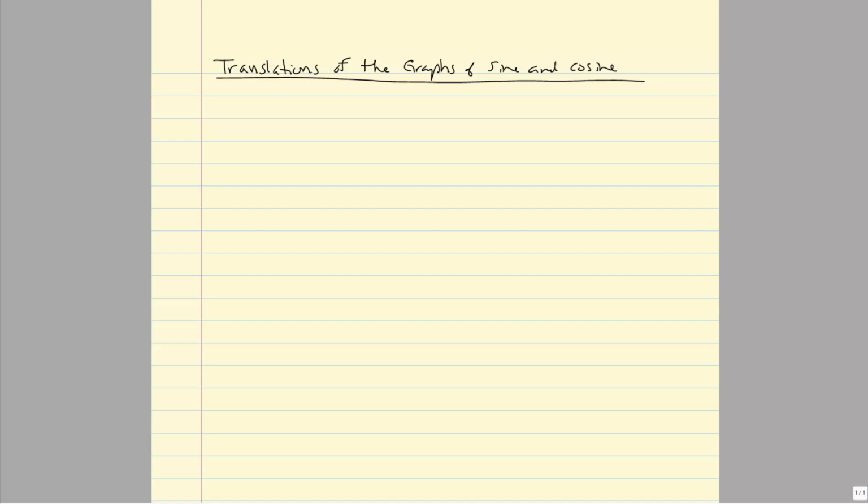To get started on translations of the graphs of sine and cosine, I think we should just review the general graphs of sine and cosine first. So let's first of all look at sine of x, so y equals sine of x. The general graph, and I'm going to sketch two periods here just so we can get a nice overview. Knowledge of the unit circle is important because then I can pick off these nice little quarter points.